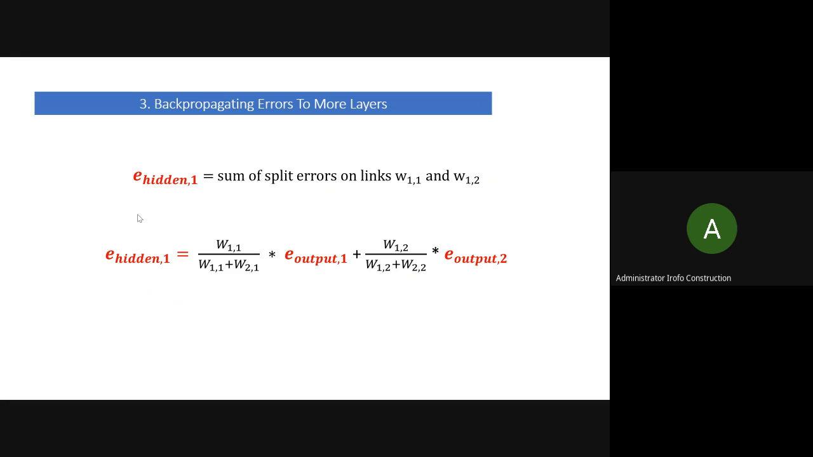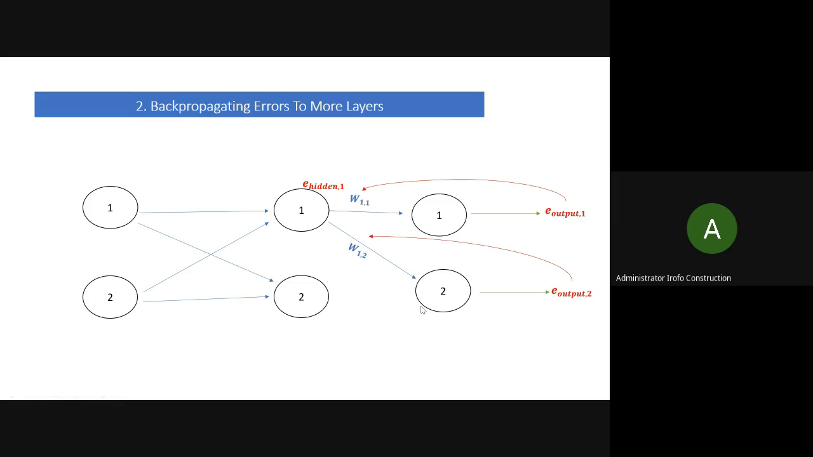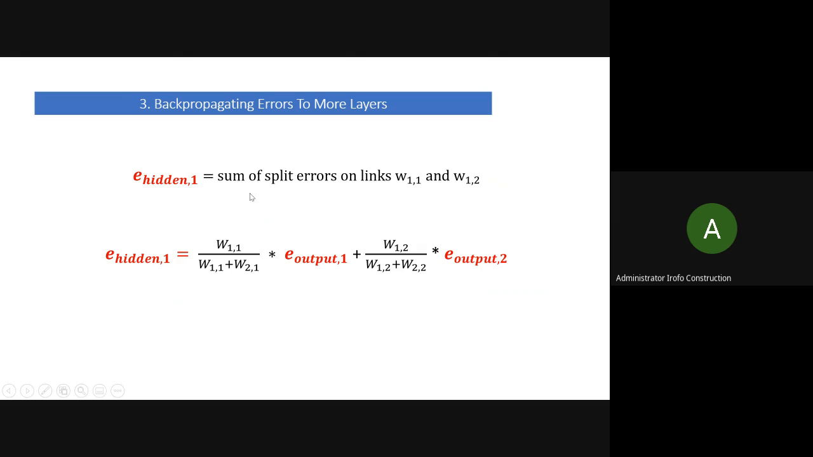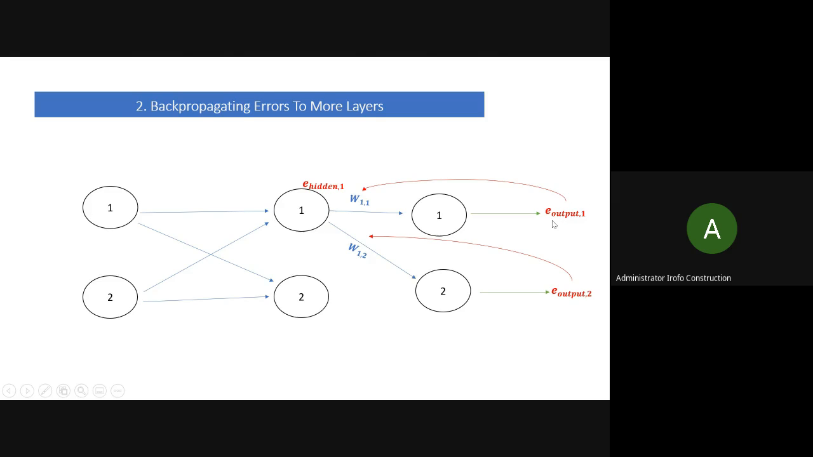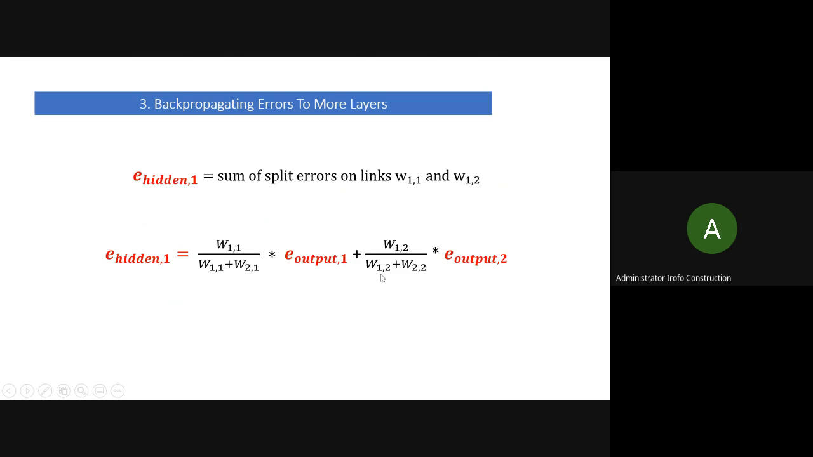He's saying E hidden one. This E hidden one is the total error into this node. The error into that node is just the sum of the split errors on links W11 and W12. The proportion for the link W11 is W11 over W11 plus W21, times this output error, then plus W12 over W12 plus W22, times the error here.